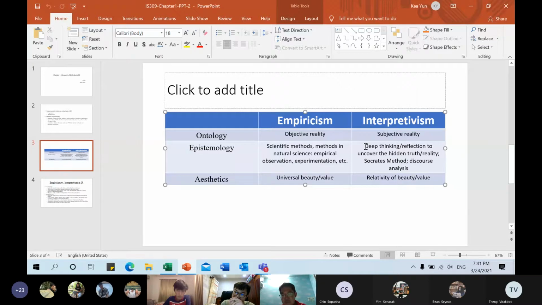But for interpretivism, no. The reality is subjective to the perception of the researcher, who uses deep thinking or deep reflection to uncover the hidden truth and the reality. So interpretivism focuses more on something abstract, right? For example, like social meaning embedded in international politics.